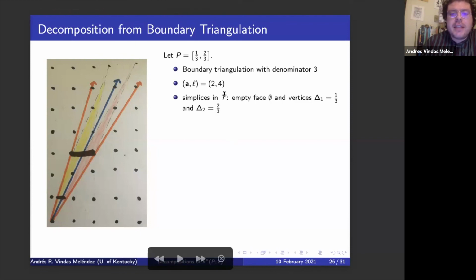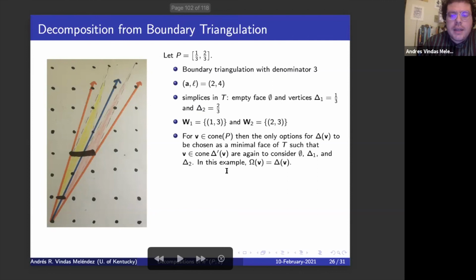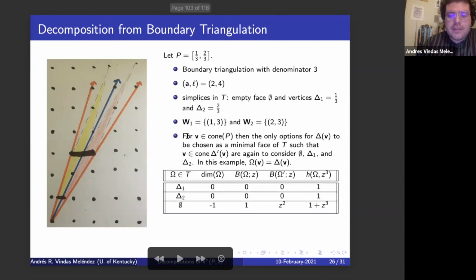So what are my simplices in the triangulation? Well, it's a boundary triangulation of a line segment. So I just have the empty face and the 2 vertices. Okay. So now I have to take my integral ray generators coming from each of the vertices. And so that's W1 corresponding to delta 1, W2 corresponding to delta 2. Okay. And I'll skip over this detail here. It's not that important. But now I'm keeping track of all this information, right? And so for each of the simplices, I go through and put everything together. So what are my dimensions? Well, my dimensions are coming from the vertices and the empty face. So it would be 0, 0, -1.